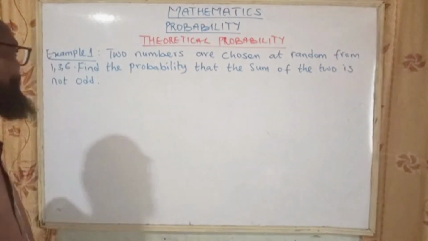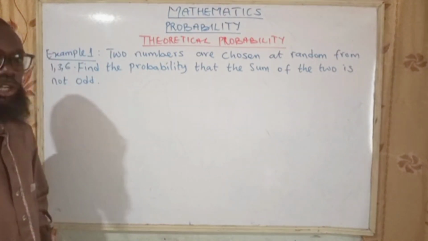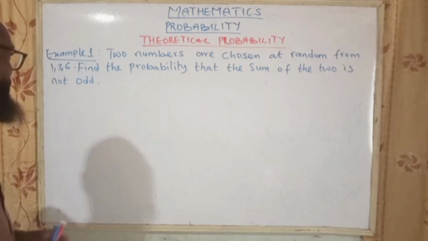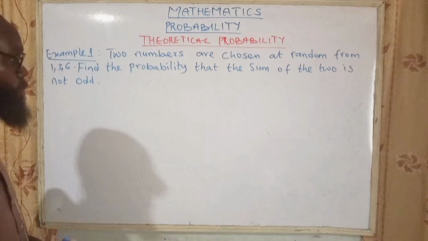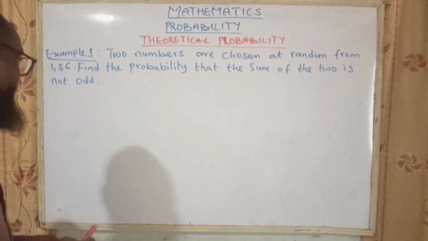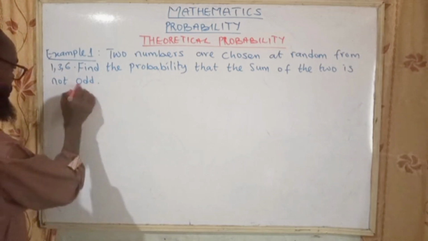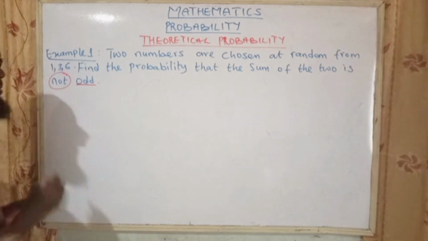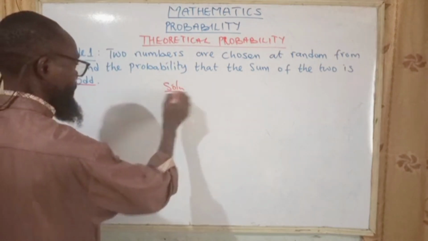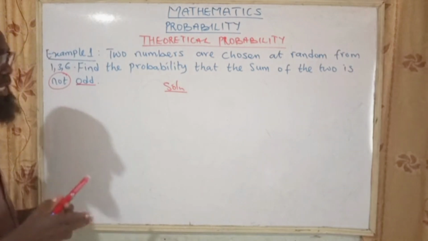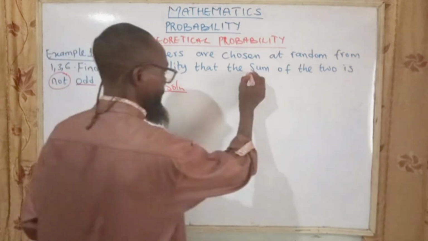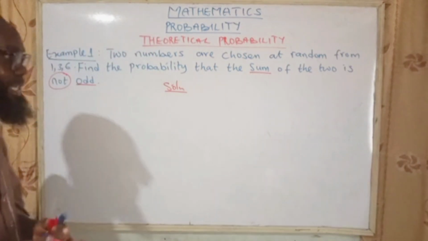Example 1. Two numbers are chosen at random from 1, 3, 6. Find the probability that the sum of the two is not odd, meaning the sum of the two numbers picked is not odd. We have to understand this odd and also the meaning of not in probability. Two numbers are chosen at random from 1, 3, 6. Find the probability that the sum, meaning when we sum the numbers together, is not odd.